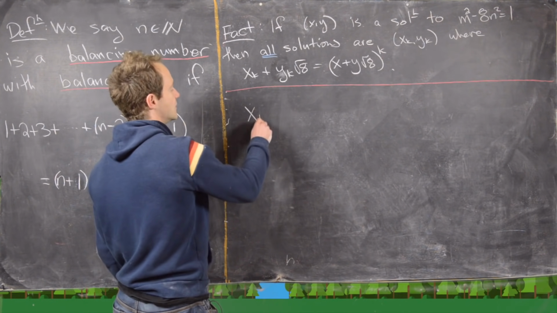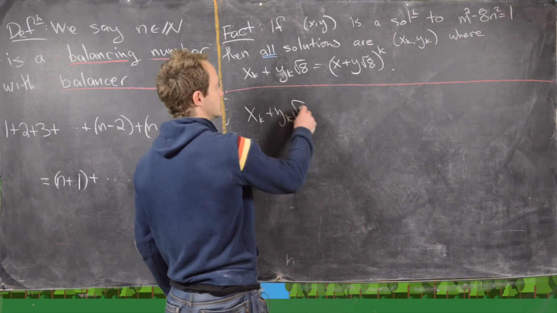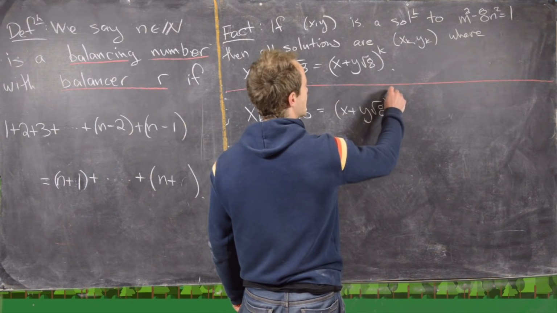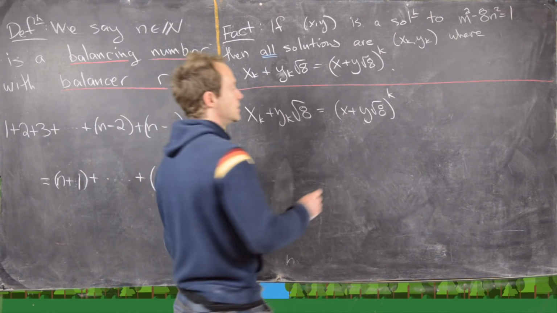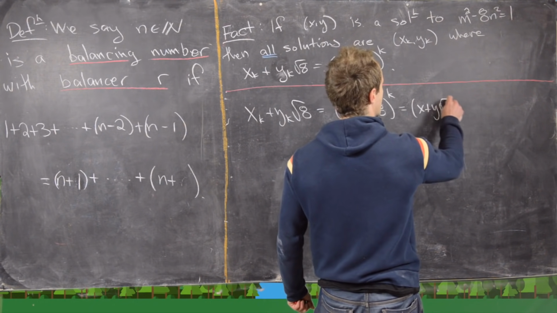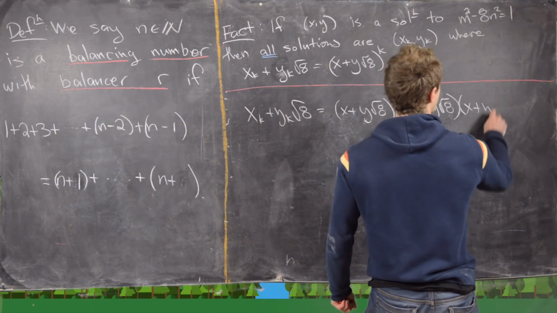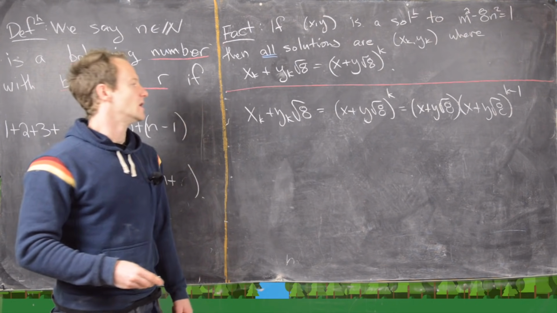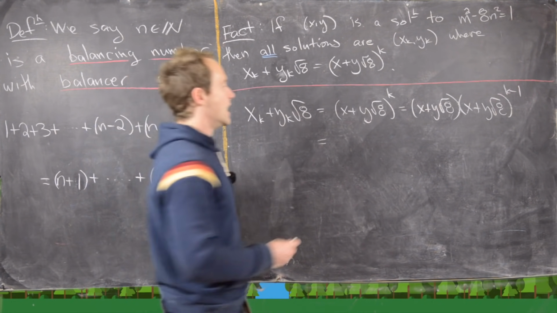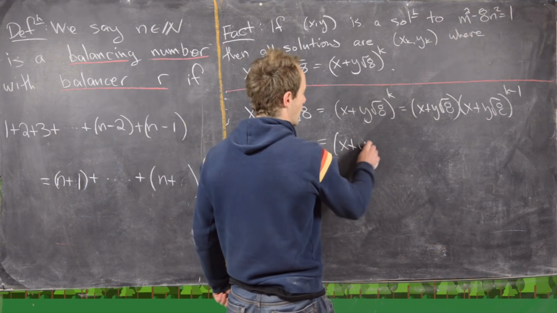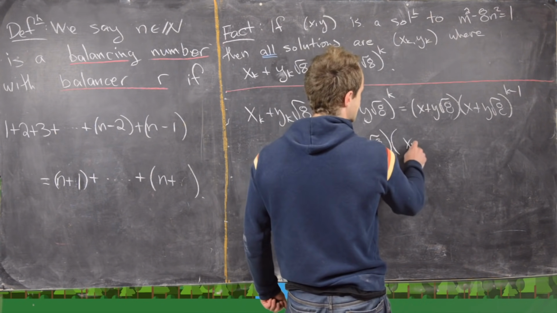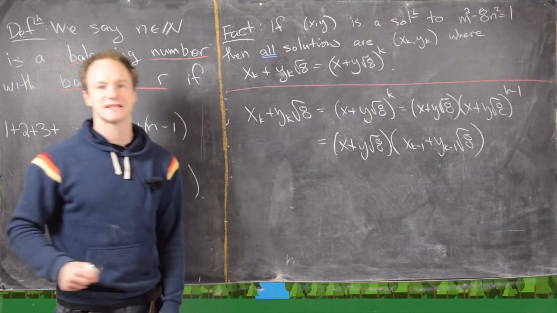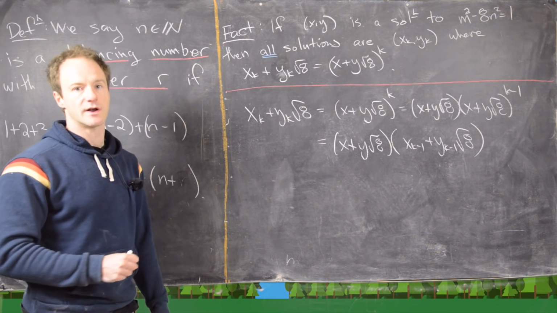So here's what we'll do. So notice xk plus yk times root 8 is going to be equal to x plus y root 8 to the kth power. Great, but notice that that's equal to x plus y root 8 times x plus y root 8 to the k minus 1 power. So that's easy to check. But now notice that that's equal to x plus y root 8 times x sub k minus 1 plus y sub k minus 1 times root 8. Because that's exactly how xk minus 1 and yk minus 1 are defined.